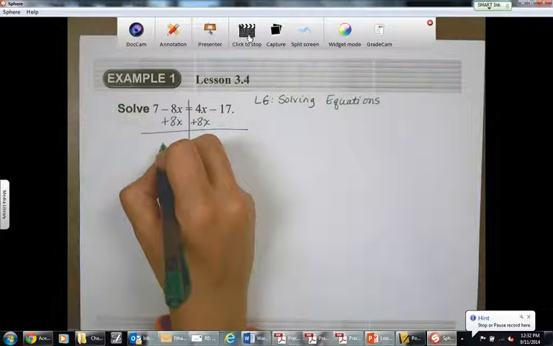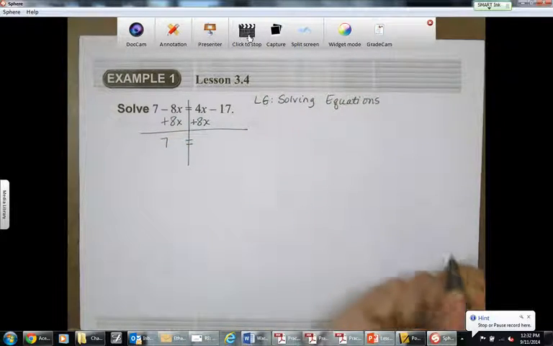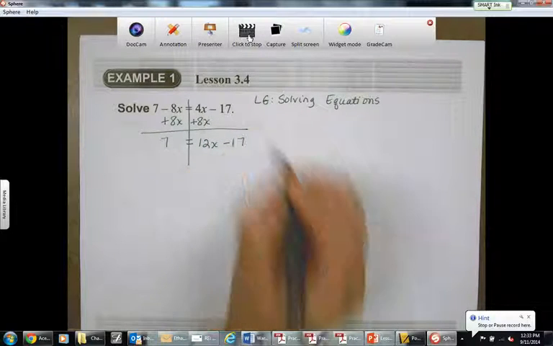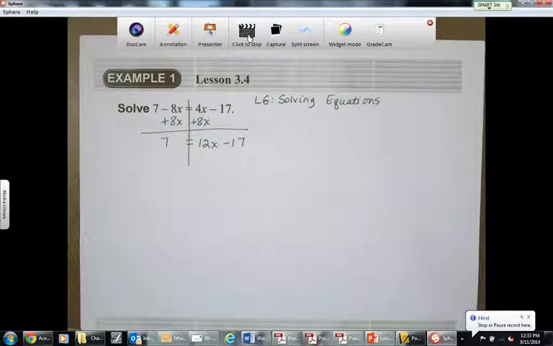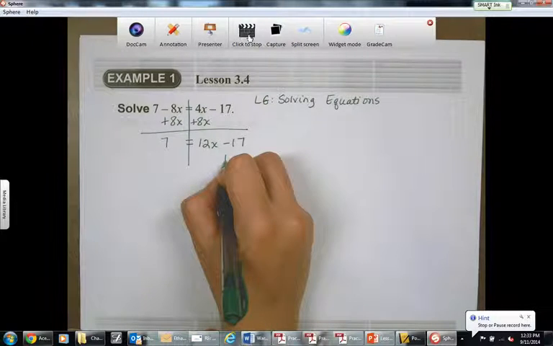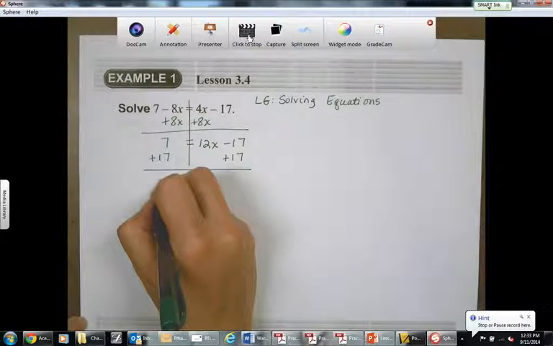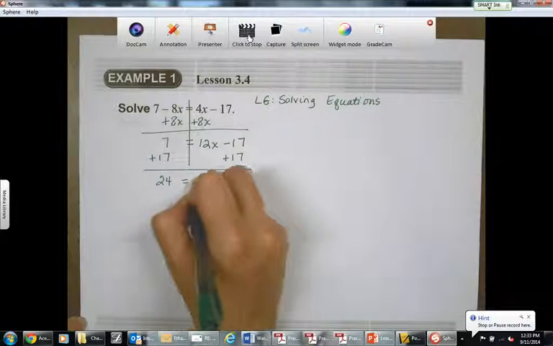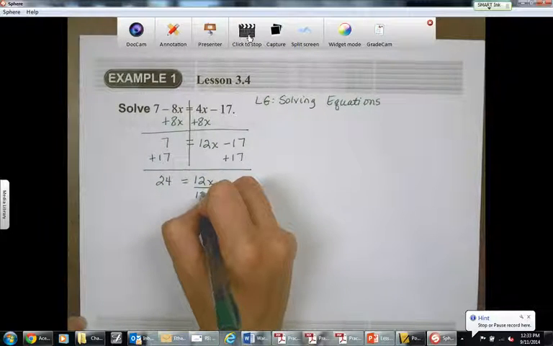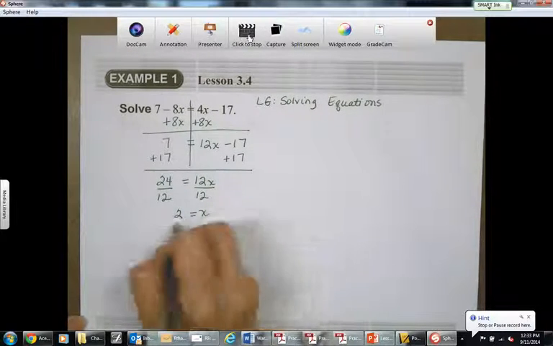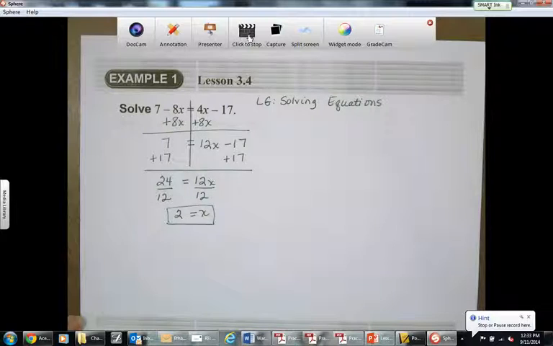So on this side I would have 12x minus 17. From here, that's a basic two-step equation. So now I just need to add 17 to both sides. So I get 24 equals 12x. Divide both sides by 12. And x equals 2.